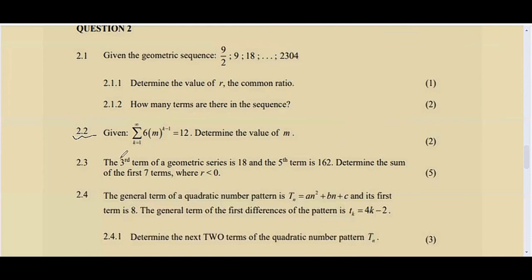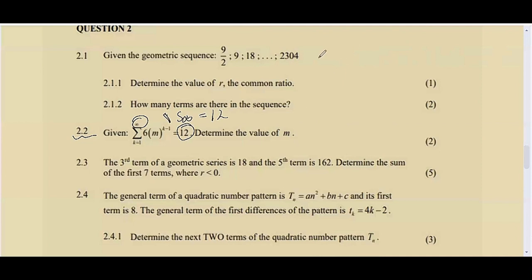Then 2.2 says, given again the sum from k running from positive 1 all the way to infinity. That means the 12 here is the sum to infinity. So the sum to infinity is equal to 12. Determine the value of m.